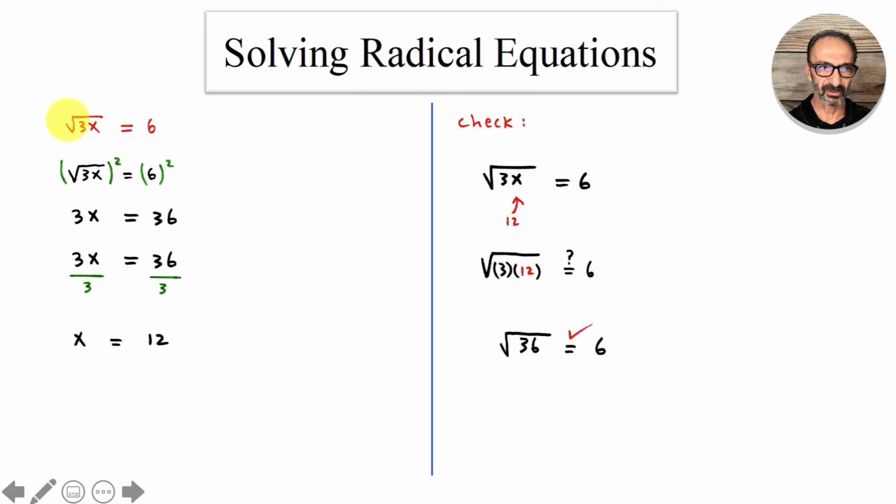So the idea of solving radical equations is to eliminate the square root or the cubic root or whatever we have, then get rid of it. For square root, we're going to square both sides. For cubic root, we're going to cube both sides.